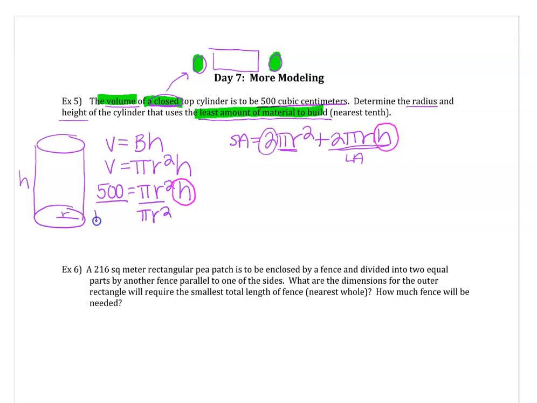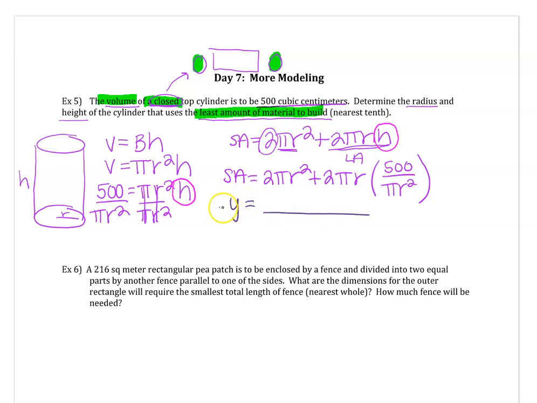So in order to isolate H, I would divide by pi r squared. And for H, you guys are seeing me plug in 500 over pi r squared, because that's H. Okay, so now's where we go to our calculator. This is where we're plugging this into y equals. So every y value is going to represent the surface area of this cylinder.